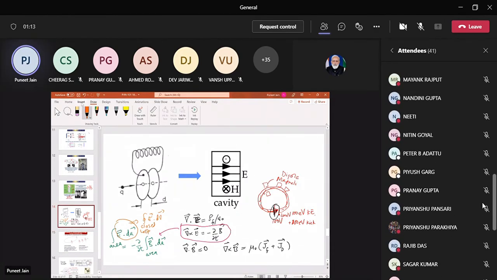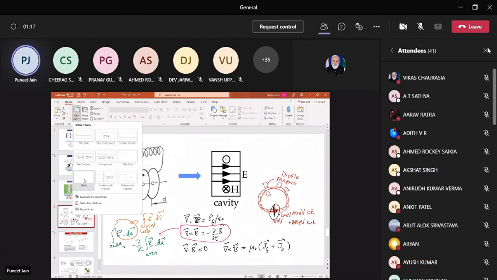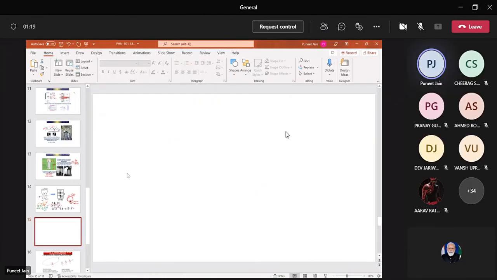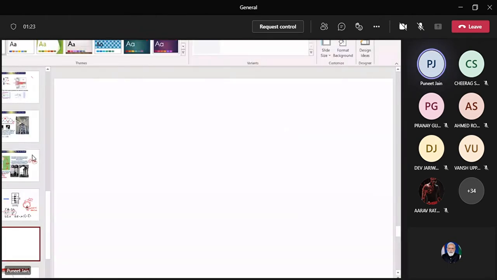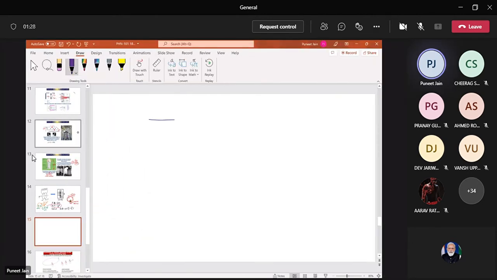Okay, let me insert one more simple slide, and I am aware the time is running, but give me some 5 minutes more. Just think of a swing, Jhula. Okay, this is some kind of Jhula, and then somebody is sitting here.